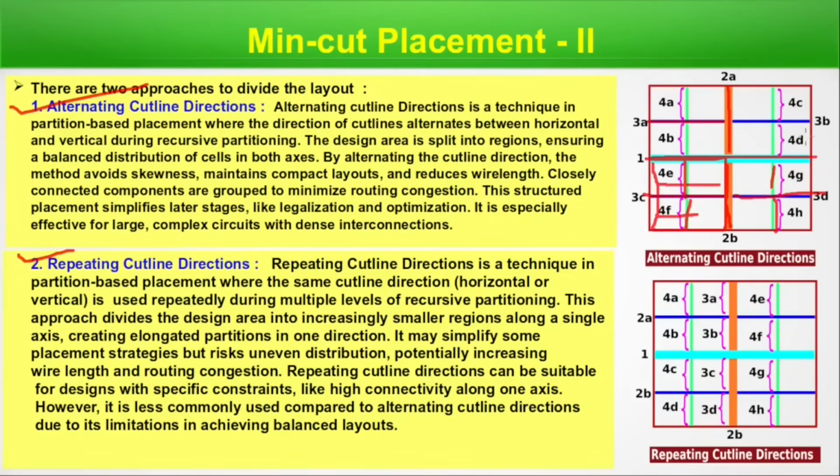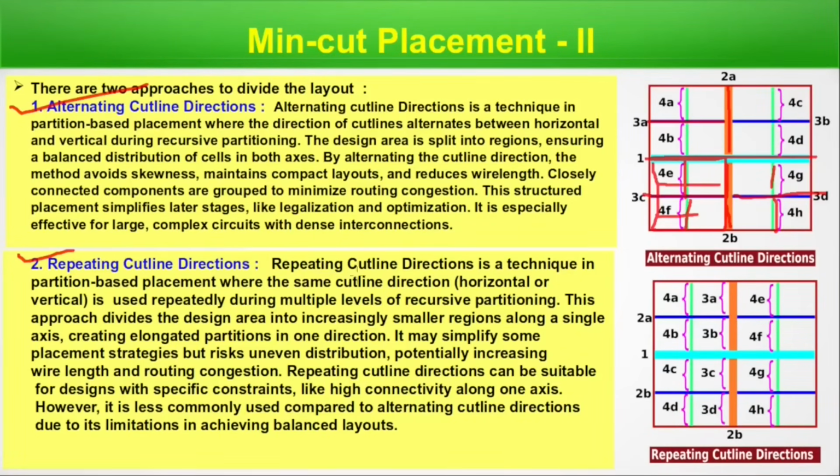Similarly, if you follow the numbering, you can easily understand which one is coming earlier, which one is coming later. 1, 2A, 2B, 3A, 3B. This area is like 3A, 3B, this way. So 4A, 4B, 4C, 4D, 4E, 4F, 4G, 4H. This way, if you follow the numbering, 1, 2A, 2B, 3A, 3B, 3C, 3D, this way, you can understand how this cutting is done.